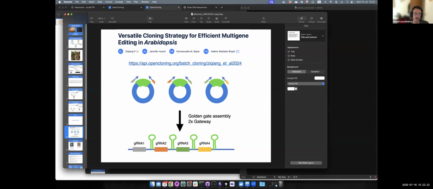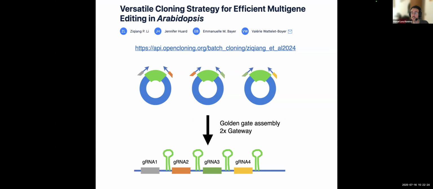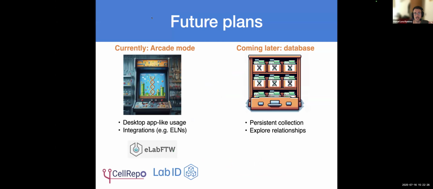And so, the project right now is in a situation where I would call it arcade mode. So you can basically load files, you can download files, but there is not a database where you persist your sequences and save them. But this is coming. So in the future, there will be a way to save your collection of plasmids, strains, and all that, and see what comes from what within the relationships.